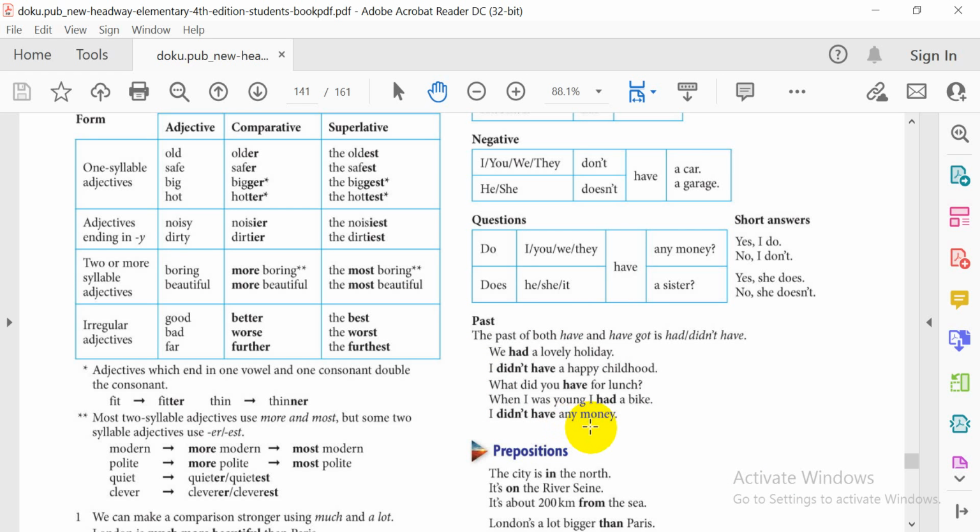If you make the past had, when you make had negative, you must put didn't have.